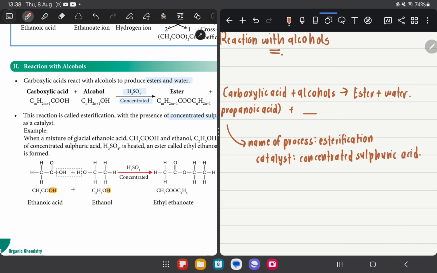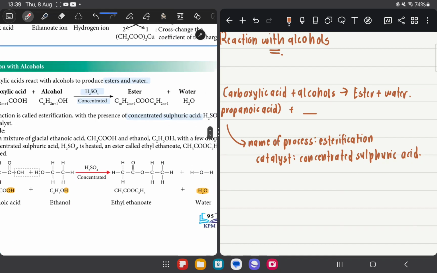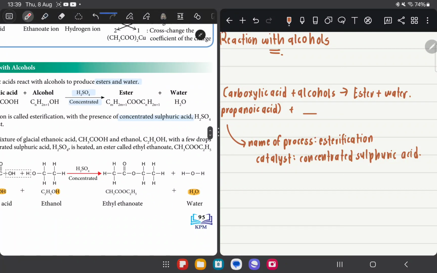Understand? Why? Because it needs a certain concentration of the catalyst that allows the reaction to happen. So when people ask you what is the reagent, what is the catalyst that is used for the esterification process, you should mention the whole thing, that is concentrated sulfuric acid. Don't just say sulfuric acid. It's totally wrong. Got it? We want the whole thing, concentrated sulfuric acid. That's the correct one. So this works as a catalyst. This can be a Paper 1 question.